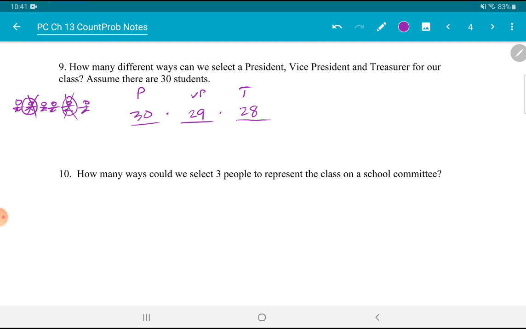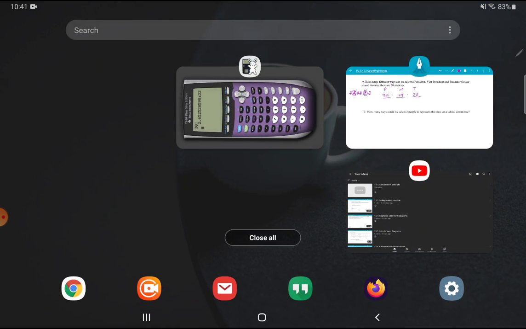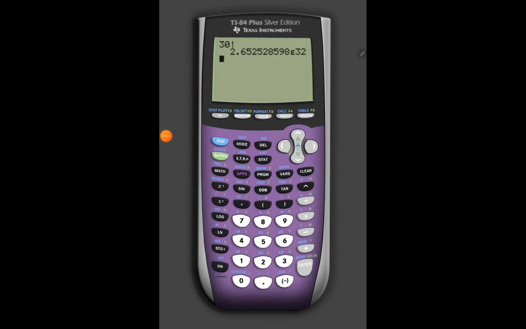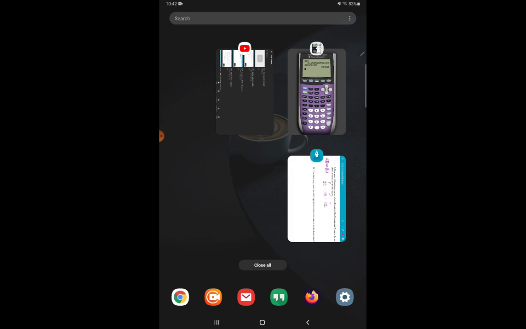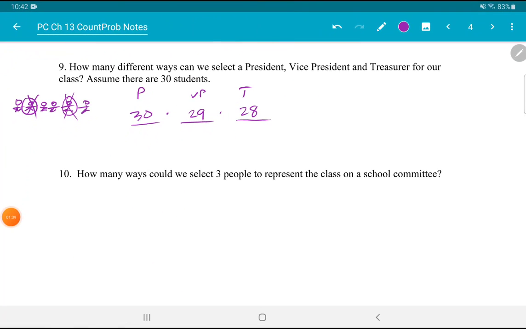Okay, and in doing that, let me get our calculator out. Okay, we get 30 times 29 times 28. And we get a value of 24,360 ways.